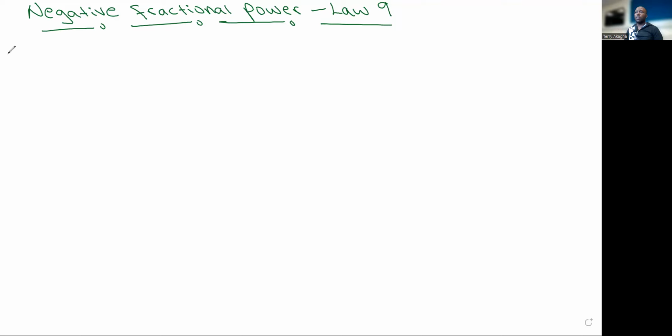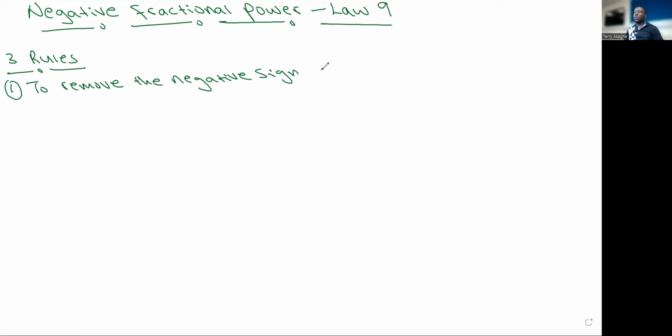So, to solve these questions, there are 3 things to keep in mind. The first thing is that you have to remove the negative sign, similar to law 5, and divide the original question by 1, or you flip it. So to remove the negative sign, divide the original question by 1, similar to law 5.